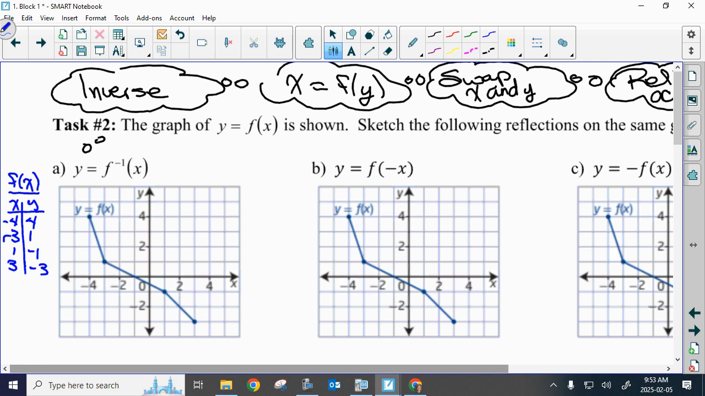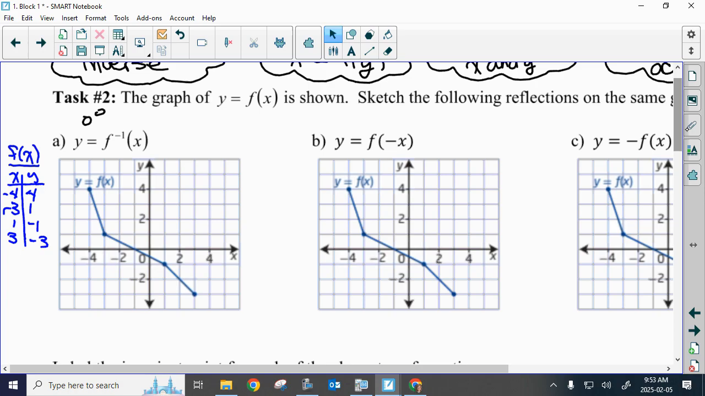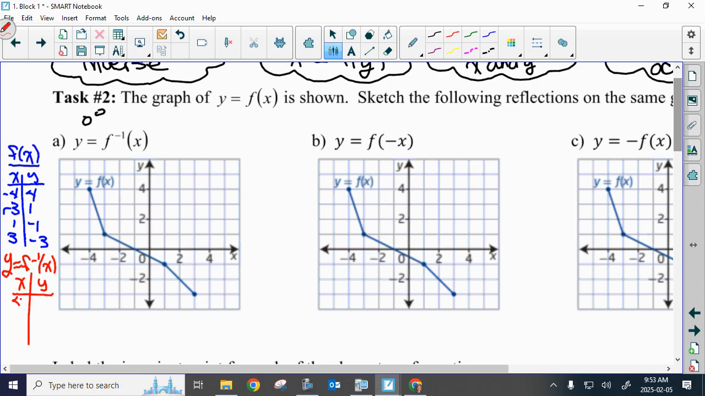If I'm going to graph the inverse, so this is my y is equal to f to the -1 of x, I'm going to color code that. We're going to swap the x's and y's. So if I want to graph this guy, -4 and 4 becomes 4 and -4. Negative 3 and 1 becomes 1 and negative 3. 1 and negative 1 becomes negative 1 and 1, and then we have negative 3, positive 3.